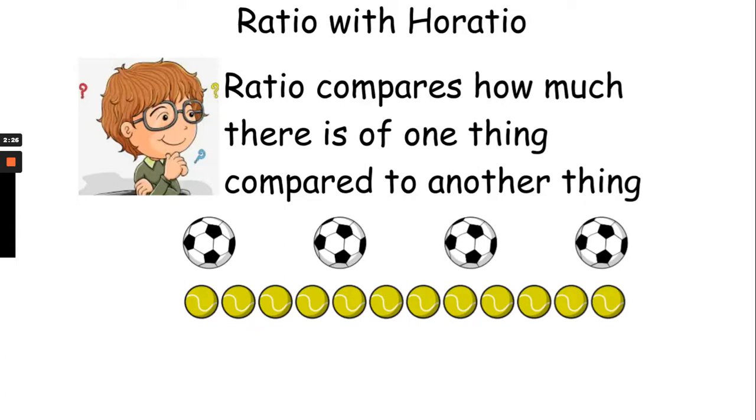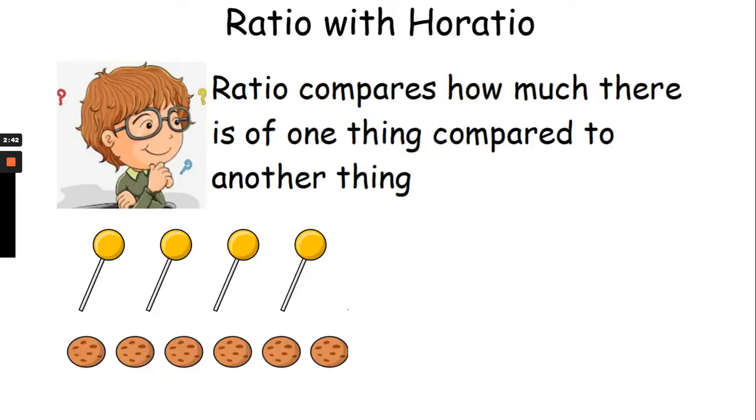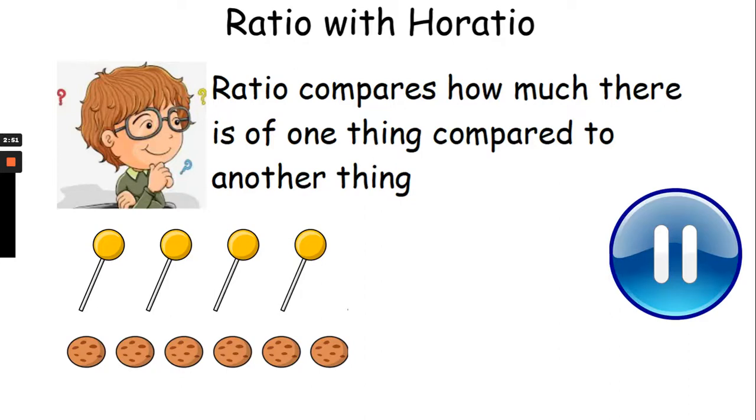So let's have a look. We've got our footballs and we're going to compare them to the amount of tennis balls. We're going to write the ratio of footballs to tennis balls. There are 4 footballs to every 12 tennis balls. 4 to 12. Now it's your turn. We've got lollipops and cookies this time. I'd like you to write the ratio of lollipops to cookies. Pause your video and have a go.